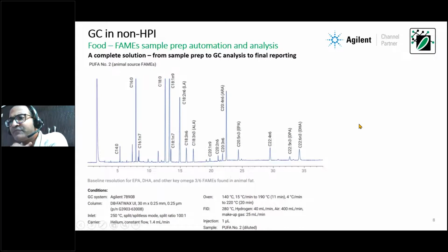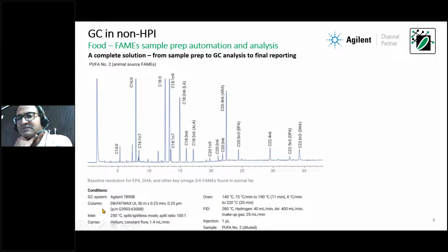Looking at the chromatogram, and I have taken this specific chromatogram of this animal source FAMES for a very simple reason. It actually talks about the EPA and DHA. These are the omega fatty acids, and many people are actually nowadays interested in omega-3 fatty acids. So these are very typical omega fatty acids that people nowadays are looking at, and its separation sometimes is very critical. So I'm making a case in front of you here. The baseline resolution of EPA, DHA, and other key omega-3 and 6 FAMES are there.